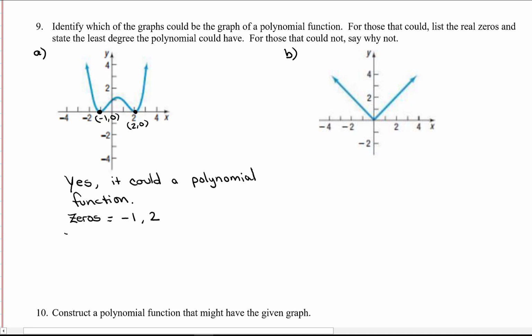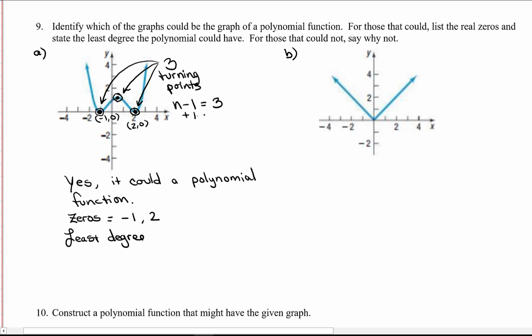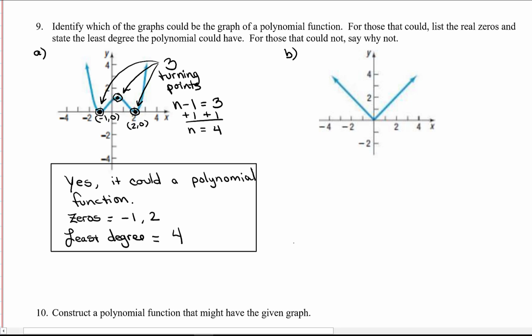And then I also need to state the least degree. So let's count the number of turning points. 1, 2, 3. So since I have 3 turning points in this polynomial, I know that this 3 is equal to n minus 1. Let's solve for n. So this is going to give me n is equal to 4. So the least degree of this polynomial would be 4. Let's box that in. And let's look at the second one.